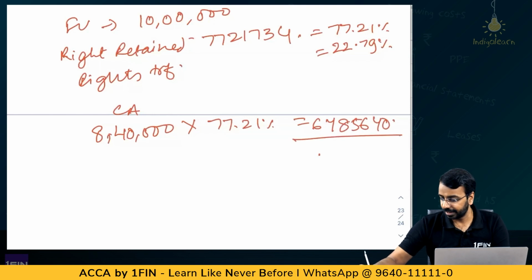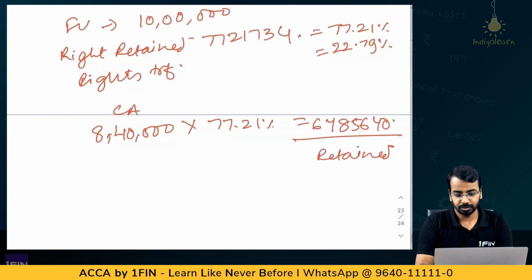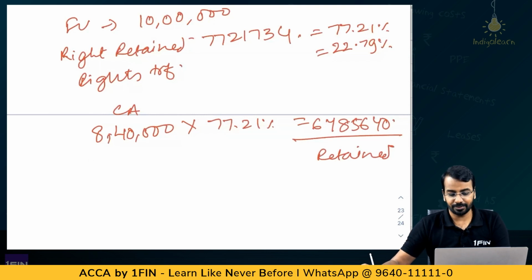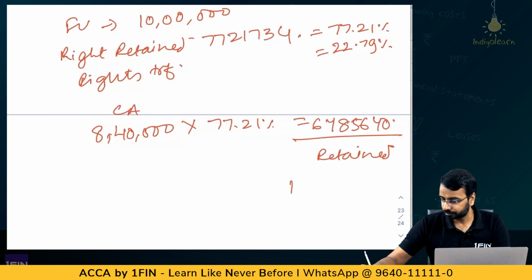This is retained and balance is transferred. So, if I do minus 840,123 minus 6485,640... 77, I think 10 extra I have put up, 1914360.